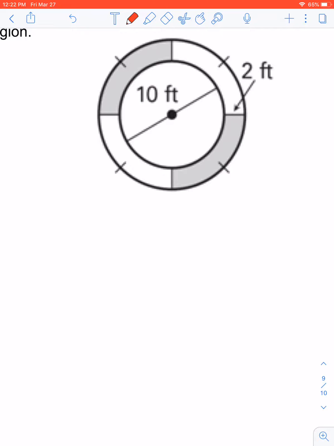Couple of things we noticed in the picture. 10 feet describes this diameter. That means each of these is 5. Okay, you need to remember that. The radius of the inner circle is 5. Here's what else I know. These congruent marks are pretty important.